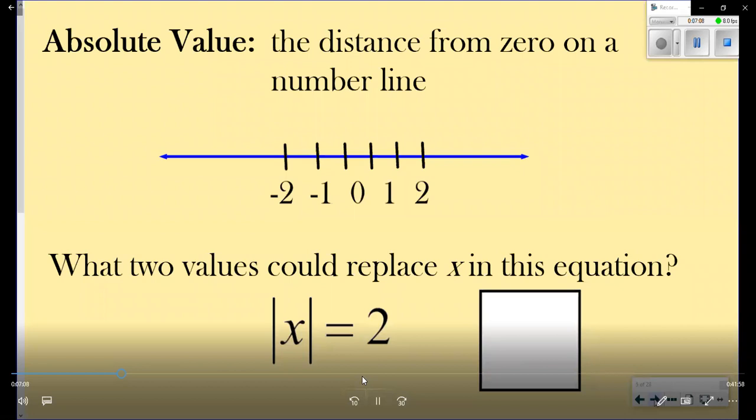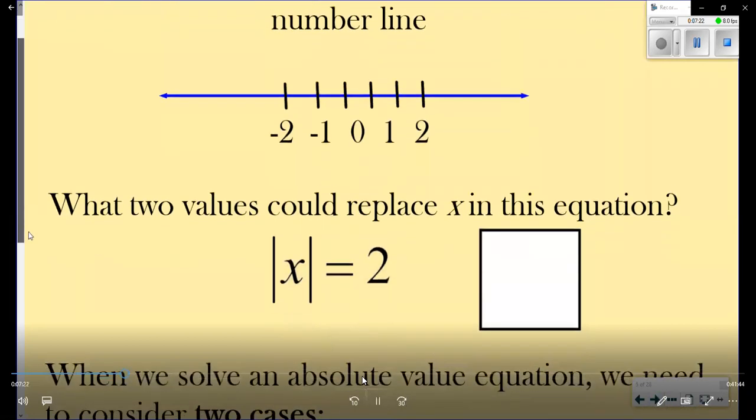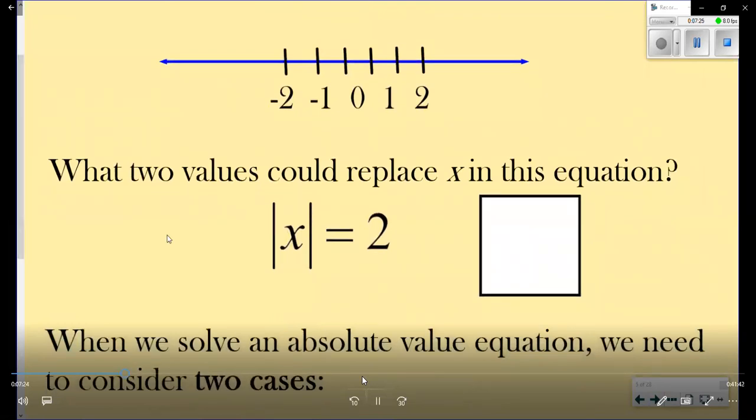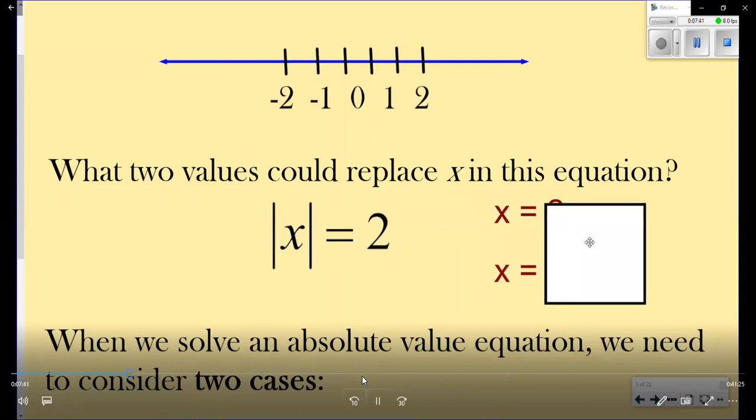Absolute value is a distance from zero on a number line. So your starting point is 0, and you go either to 2, in this example, or to -2. So the question below is, what two values could we replace x with in this equation? This is the symbol you see for absolute value: two vertical lines, and then whatever number or variable is inside. So what are the two numbers? We're looking for something that will equal 2. If you said 2 as one of the answers, you're correct. There's another one, -2.